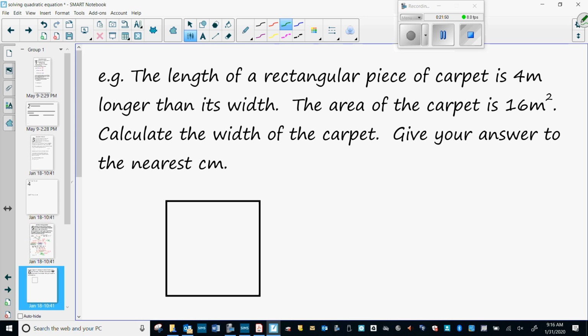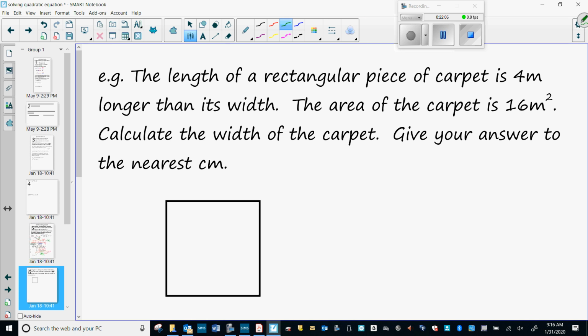Next one. The length of a rectangular piece of carpet is 4 meters longer than its width. So 4 meters longer than its width. The area is 16 meters squared. Calculate the width of the carpet.